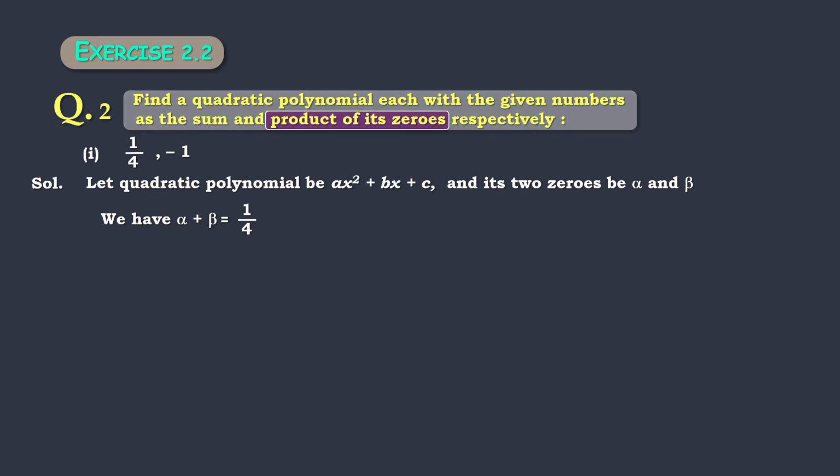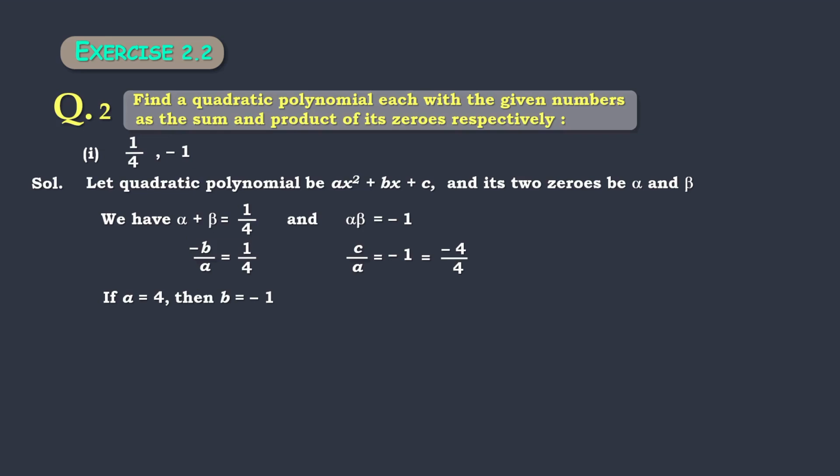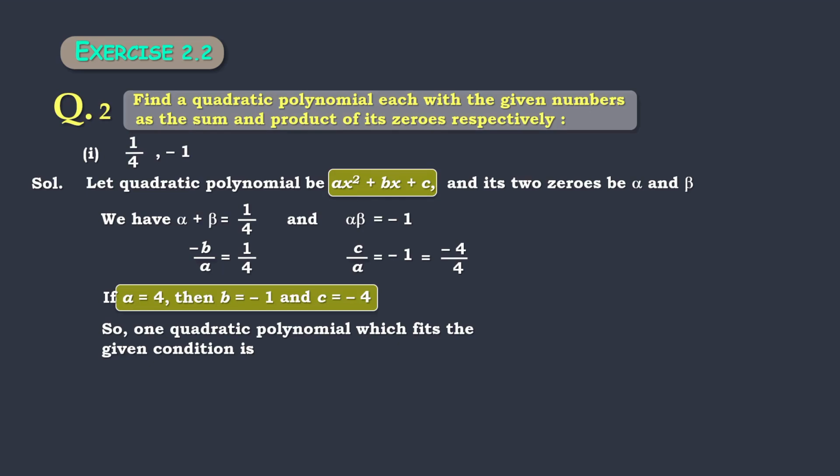According to the question, alpha plus beta is 1 by 4. And alpha multiplied by beta is minus 1. So minus b divided by a is equal to 1 by 4. And c divided by a is equal to minus 1. To remove the fraction, let us take a equal to 4. Then b becomes minus 1 and c becomes minus 4. Therefore, one quadratic polynomial that satisfies the given conditions is 4x squared minus x minus 4. This is the required quadratic polynomial.